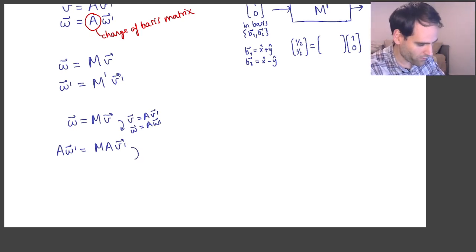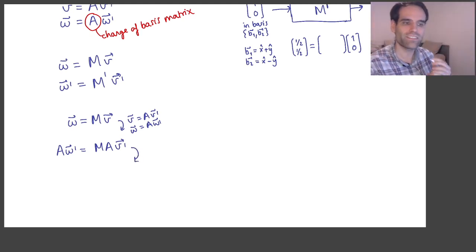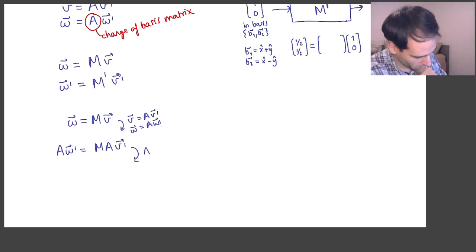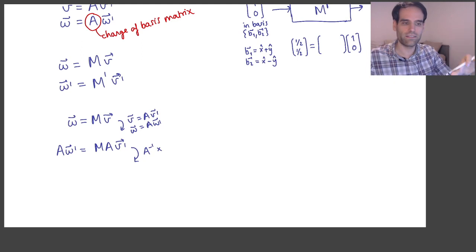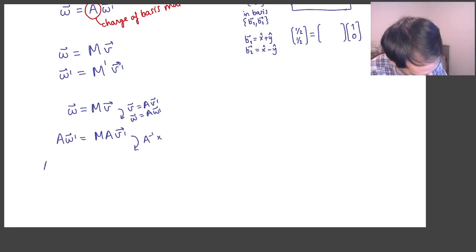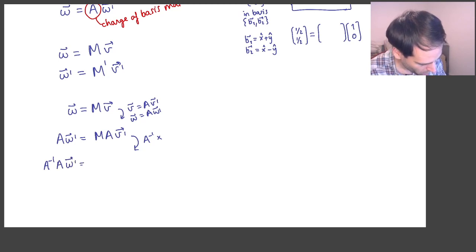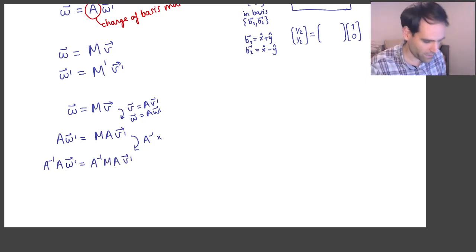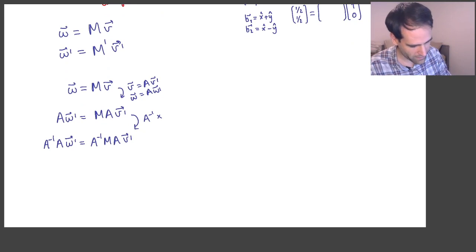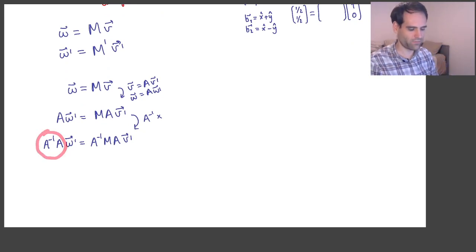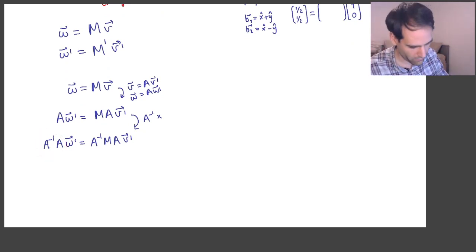Now we multiply on the left by the inverse of A. So we do A to the minus 1 multiplying on the left, on both sides, on the left and the right hand side of this equation. So we get that inverse of A times W prime is equal to inverse of A times M times A times V prime. And now we realize that the inverse of A times A is the identity matrix, which is like not doing anything, so we can remove them.